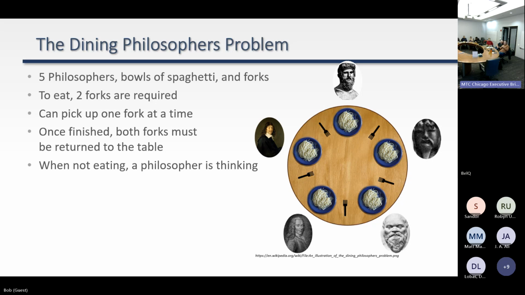But he was teaching in the mid-1950s or so and proposed this problem where you have 5 philosophers, 5 bowls of spaghetti, and 5 forks. In order to eat, you need to acquire both forks. If you don't have both forks, then you can't eat. But you can only pick up 1 fork at a time. And once you're finished, you have to return both forks to the table. And if a philosopher is not eating, then they are thinking. So this is a very open-ended problem. There's no right or wrong answer, but you have to come up with a way to make sure that every philosopher is able to eat at some point so that they all don't starve.